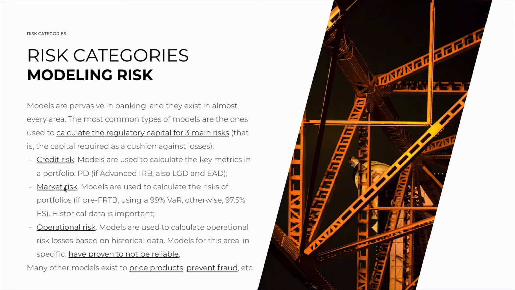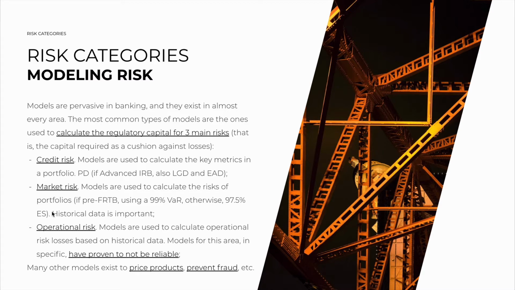The second of these risks is market risk, and these are models that are used to calculate the risks of trading portfolios outside of banking. In any activity that involves trading, such as hedge funds, this will be done as well. So if the bank has not implemented the FRTB, or Fundamental Review of the Trading Book, they usually use a 99% confidence interval value at risk. If they have already implemented the FRTB, instead they use a 97.5% expected shortfall, and they calculate it for 5 different time frames and for all trading desks.